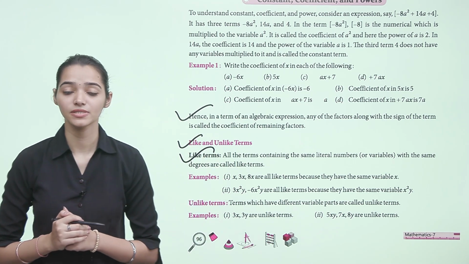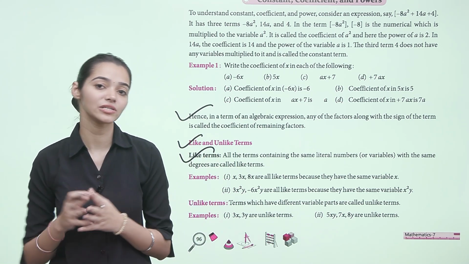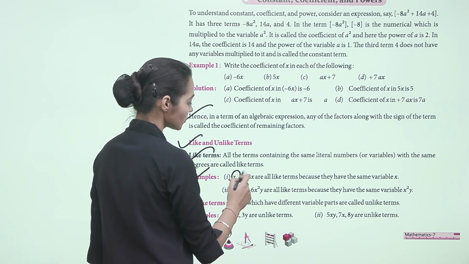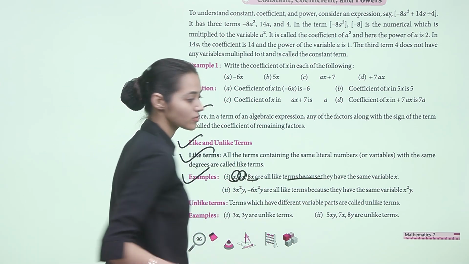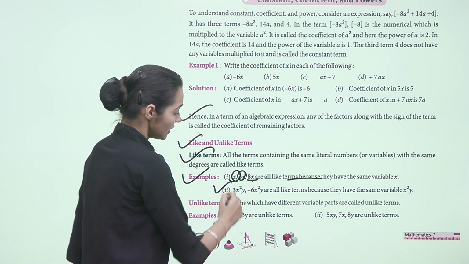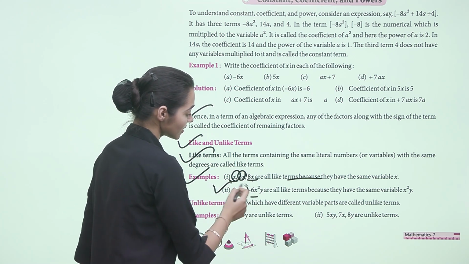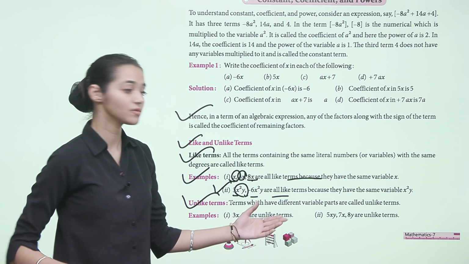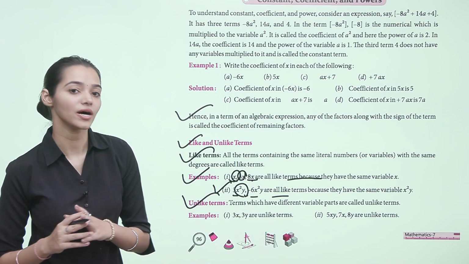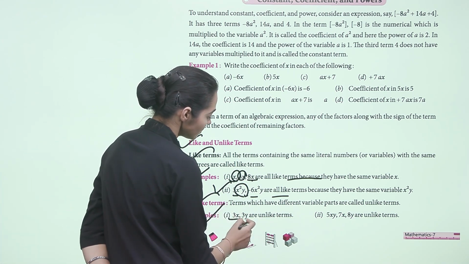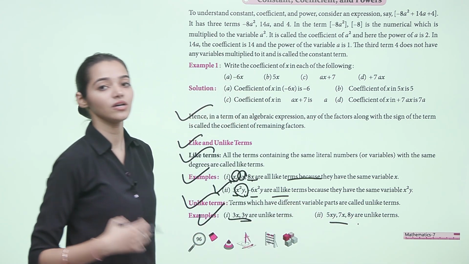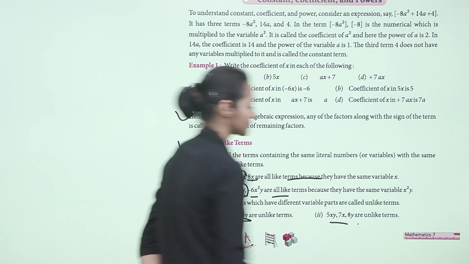Now let's look at the like and unlike terms. First one is our like terms, that means the terms which have same literal numbers or variables with the same degree. For example, here x, 3x and 8x are our like terms because they have same variable x. Here they are like terms because they have same variable, that is x square y. Next is our unlike terms, that means which have different variable parts. Here the first one is 3x and 3y, unlike terms. 5xy, 7x and 8y, also unlike terms.